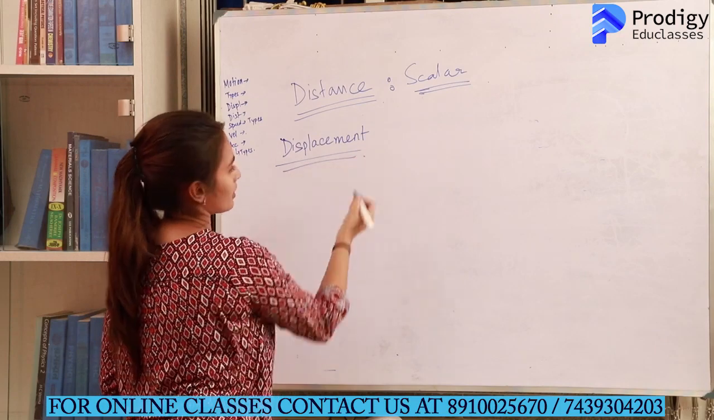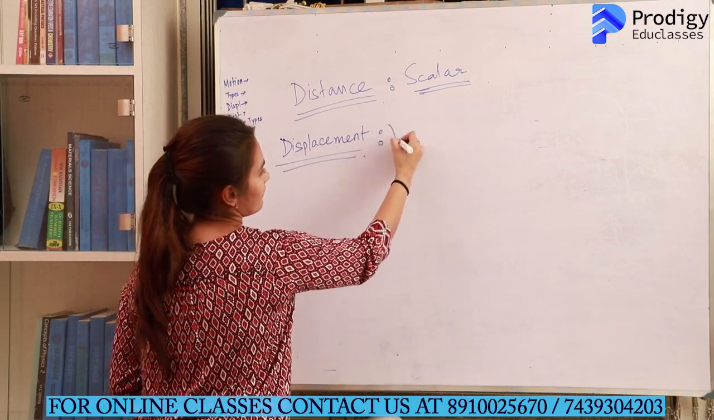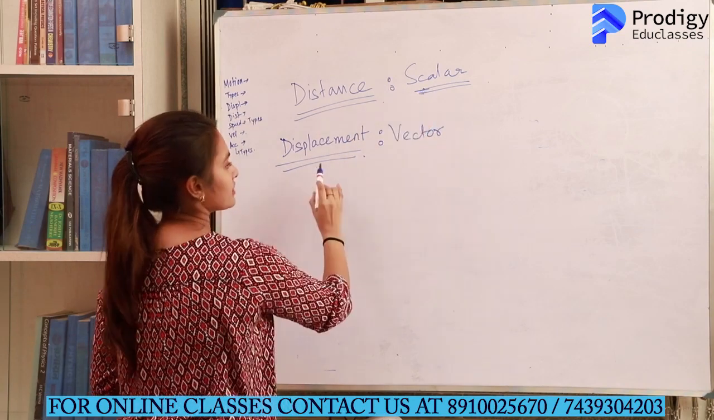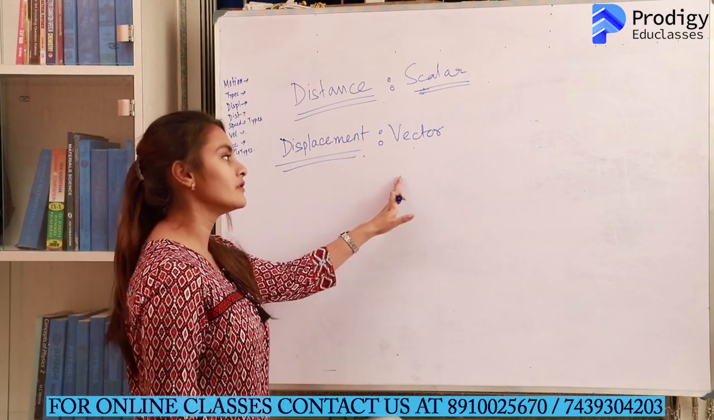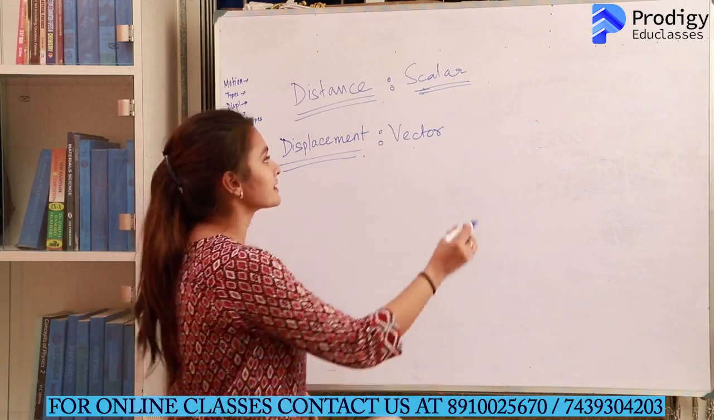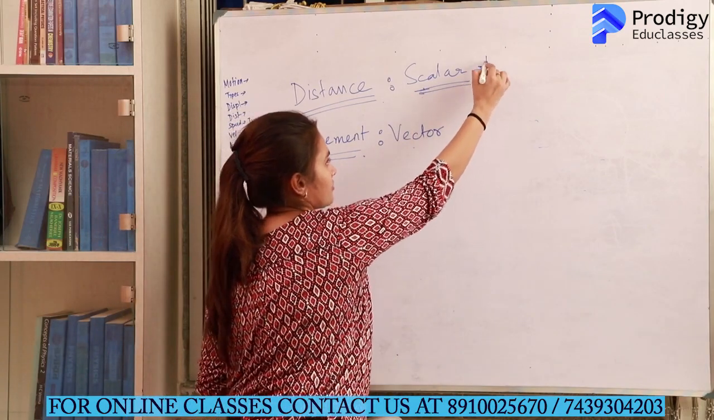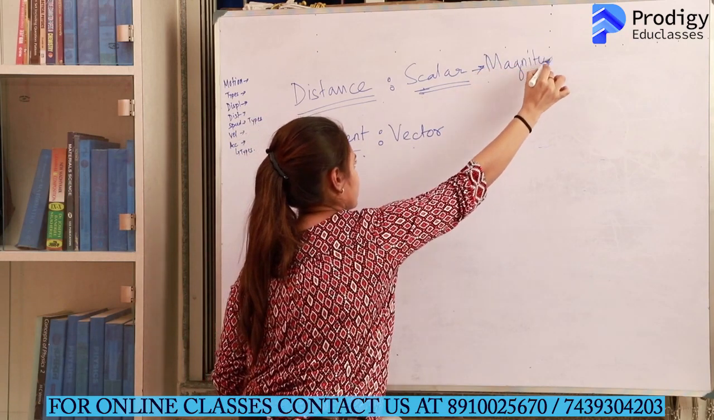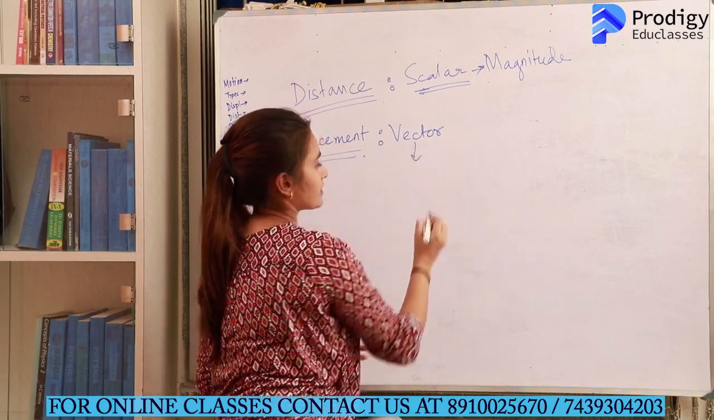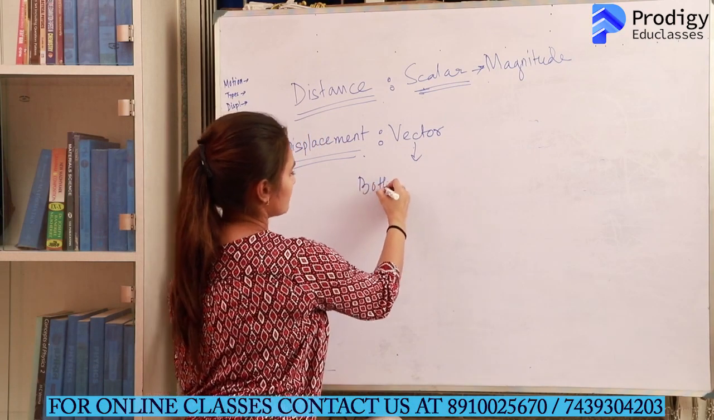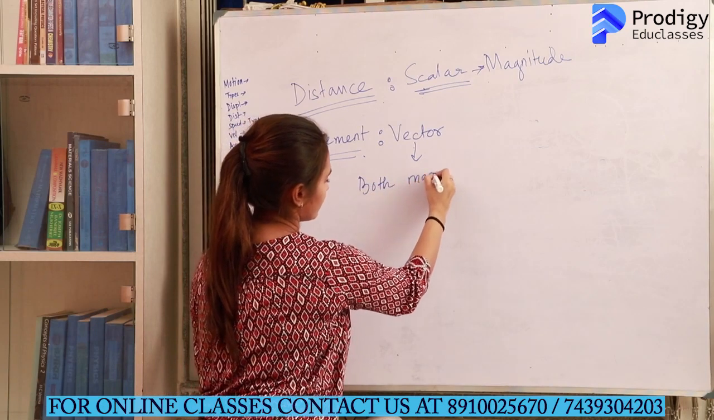What is displacement? Displacement is a vector quantity. As I said before, distance is a scalar quantity, displacement is a vector quantity. Now I will make you understand the difference between these two words. When there is a scalar quantity, we need to keep in mind that it is all about only the magnitude. And when it is a vector quantity, it contains both magnitude and direction.